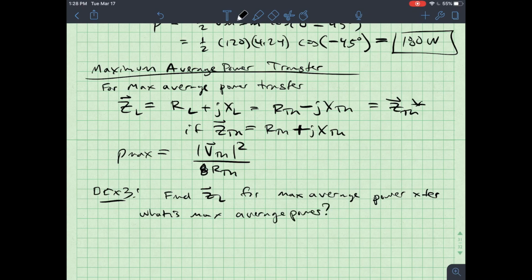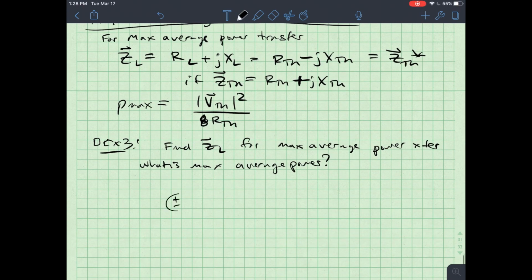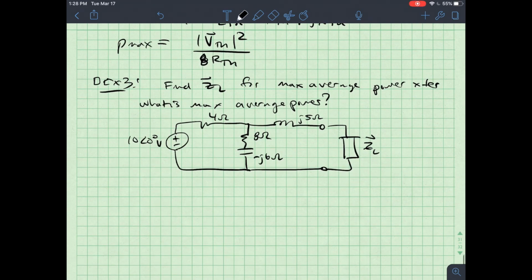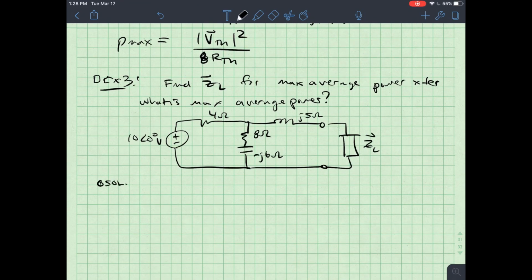All right, here's my circuit. I've got 10 angle 0 degrees volts. I've got a 4 ohm resistor here. I've got 8 ohms. I've got a minus j6 ohm capacitor. I've got an inductor which has a value of j5 ohms, and then to that I have a load connected, ZL. All right, time to solve.